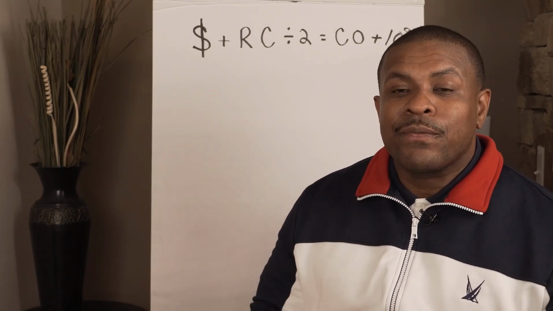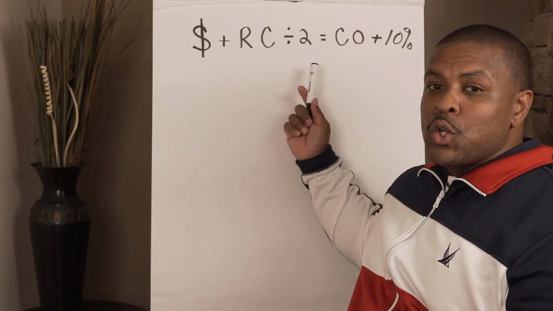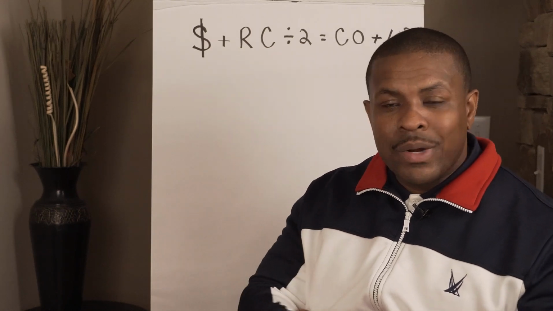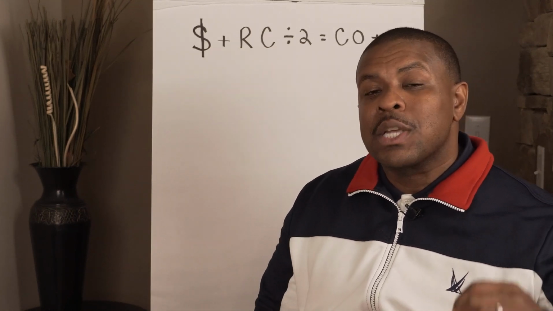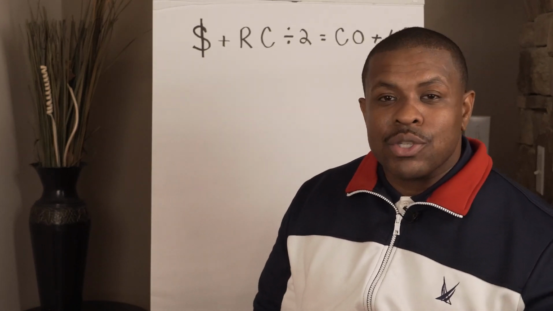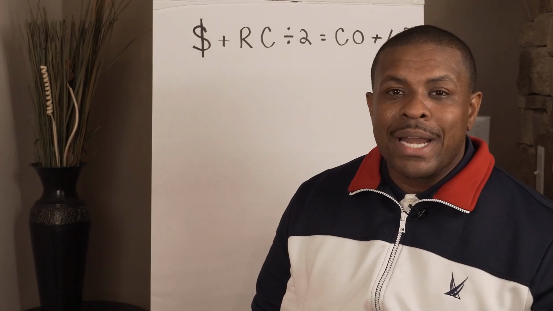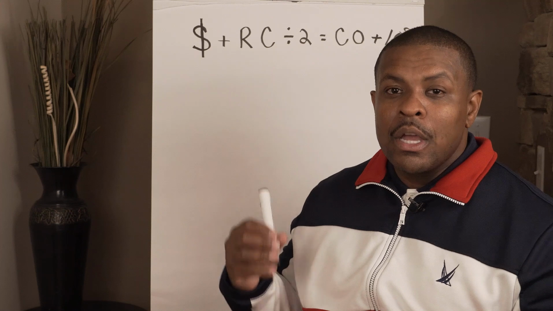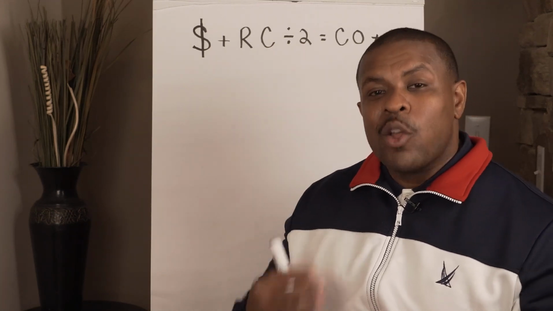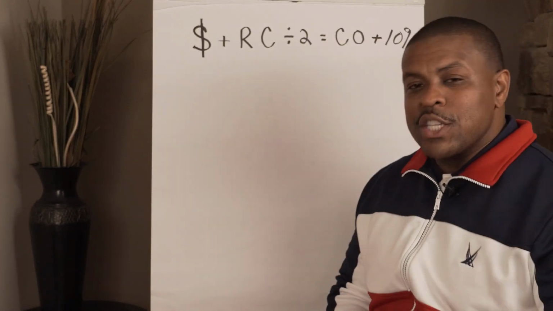Now, listen. This formula is $ plus RC divided by 2 equals CO plus 10%. I know that seems like a lot to remember, but it's going to be a lot easier to remember than the amortization and the interest rates and trying to figure all of that out and confusing the seller. When you learn this, you're going to be wondering why you weren't doing this a long time ago, especially if you've been in the business for a while. So let's jump right into this.